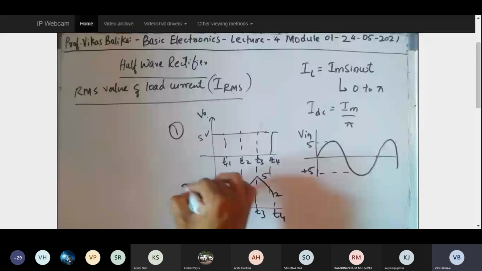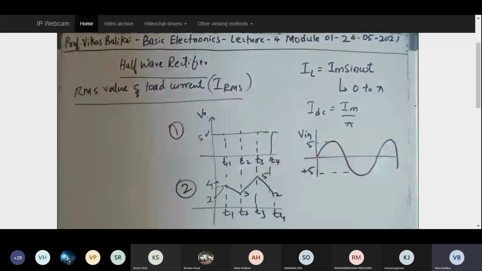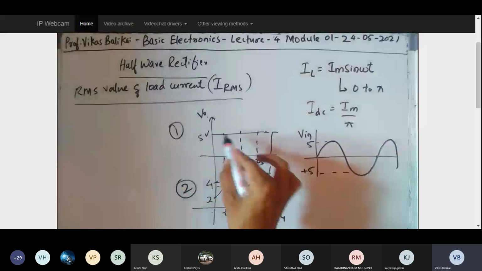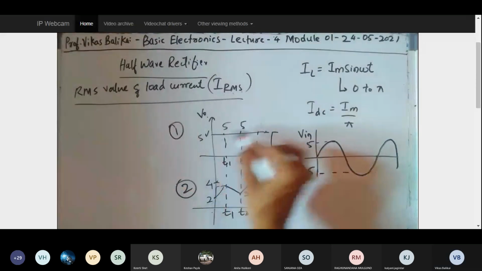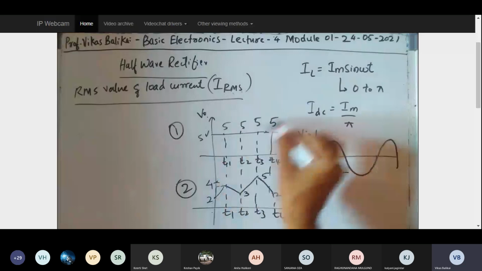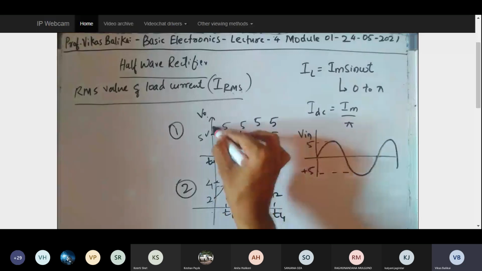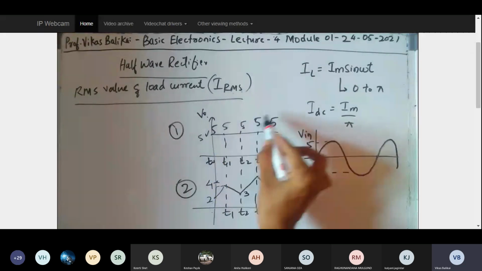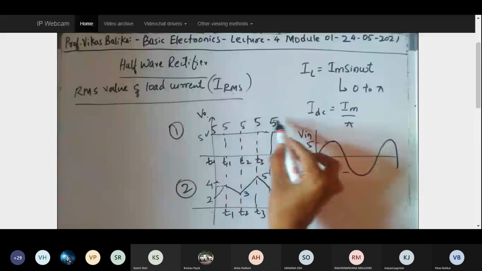How can you calculate it? See, in the first figure, at t1 current is 5, at t2 current is 5, at t3 current is 5, at t4 current is 5, and even at t0 current is 5. If I ask you to calculate the average, 5 plus 5 plus 5 plus 5 plus 5, altogether it will be 25 divided by 5, that will be 5. Average is 5, and that can be clearly visible also.